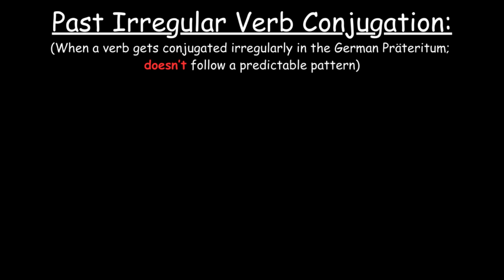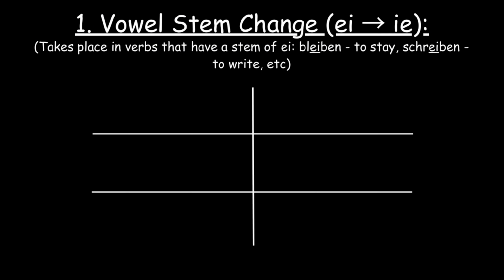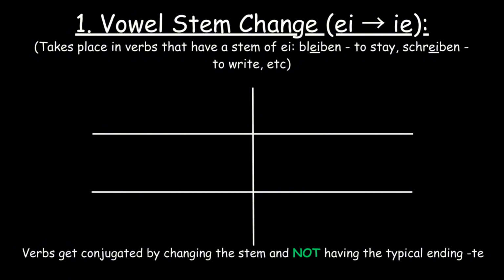Unlike regular verbs, which end in te, irregular verbs change their stems and have different endings. Even though there is no definite rule for irregular verbs, some patterns can be followed. The first irregular conjugation that verbs can have in the Präteritum is a vowel stem change from I to E. This change takes place in verbs that have a stem of I, like bleiben and schreiben. Unlike regular verbs, these verbs get conjugated by changing the stem and not having the typical ending te.